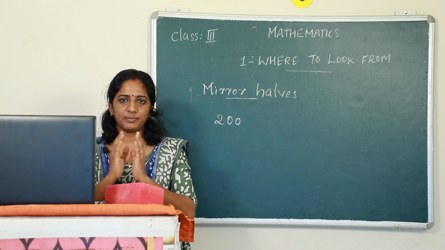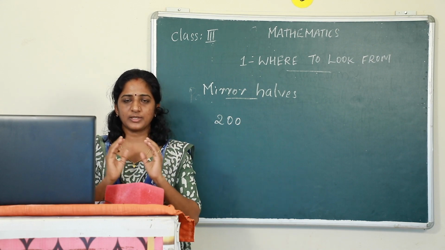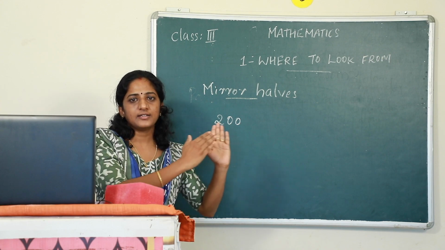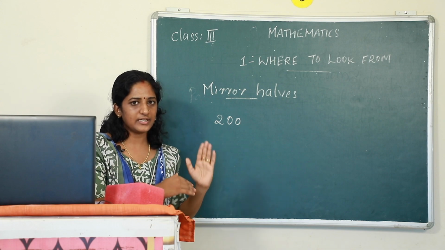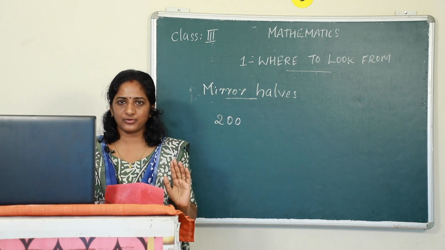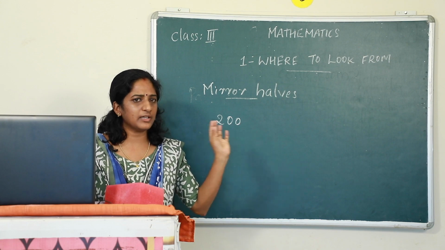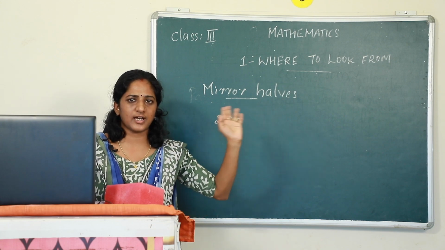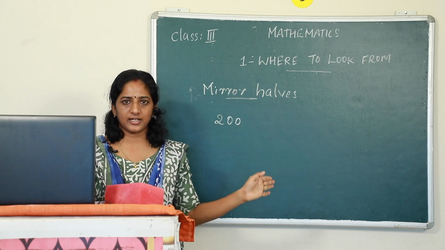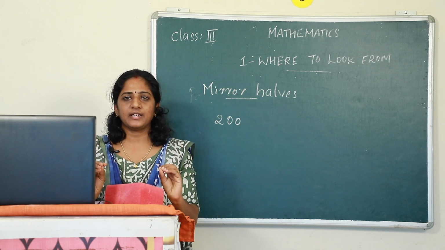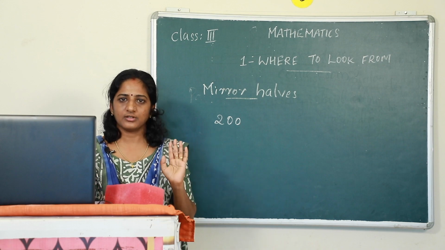When she asked the painter why it was like so, the painter replied that the other half is exactly the same as this one. So you just put a mirror in between, and you can see the other half also. The whole image you can see. You just put a mirror like that. Then the painter asked for the amount.